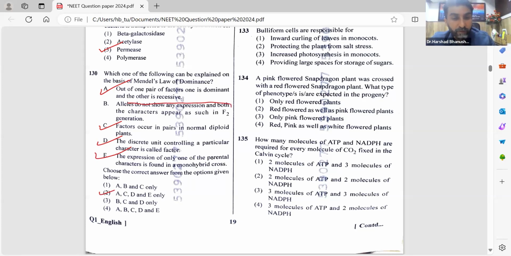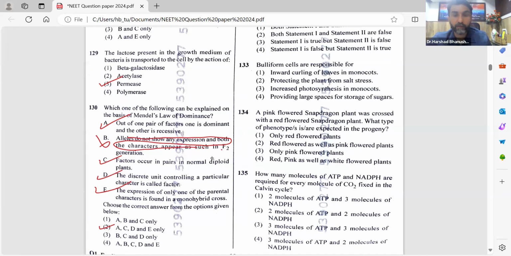Alleles do not show any expression and both the characters appear as such. Now that is not true in this case because alleles express in F2. Here the line says alleles do not show expression. That's wrong. Alleles express in F2. So statement B is not correct, whereas you have A, C, D, E correct. There's only one option with that. That is option number 2.